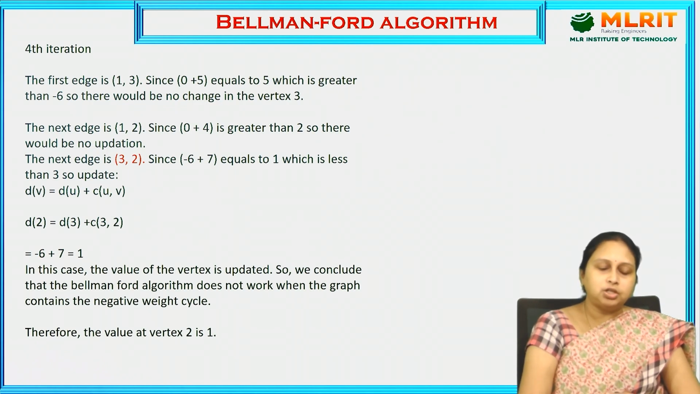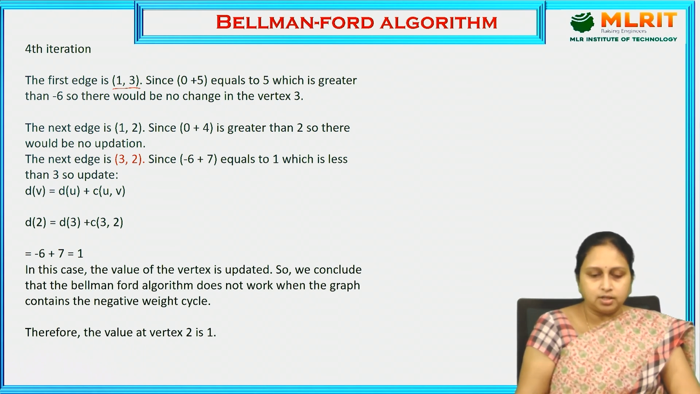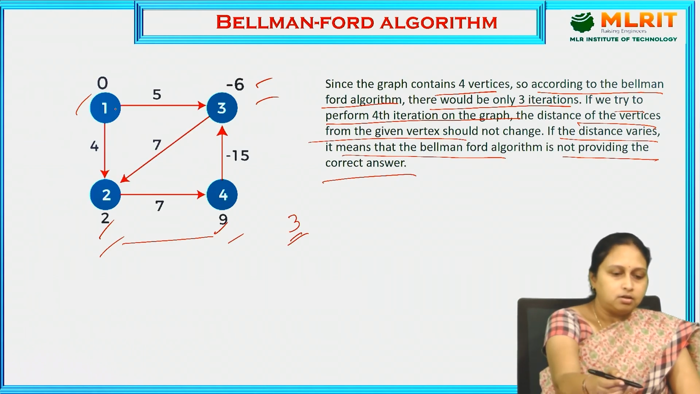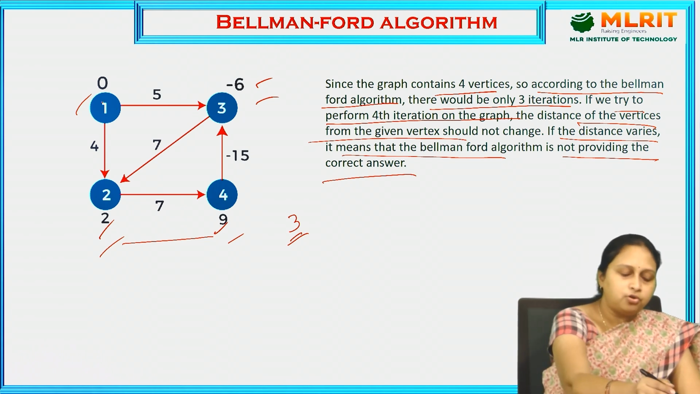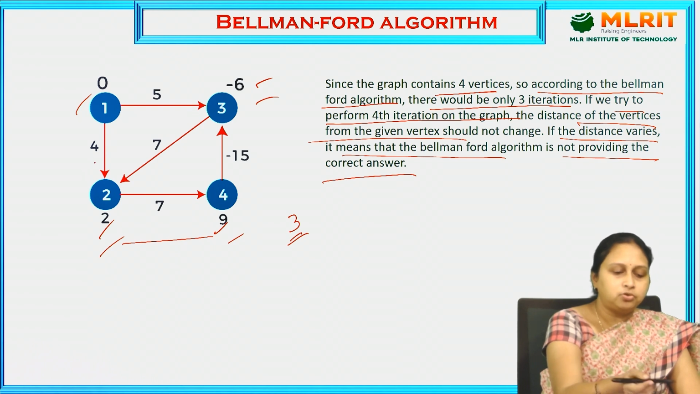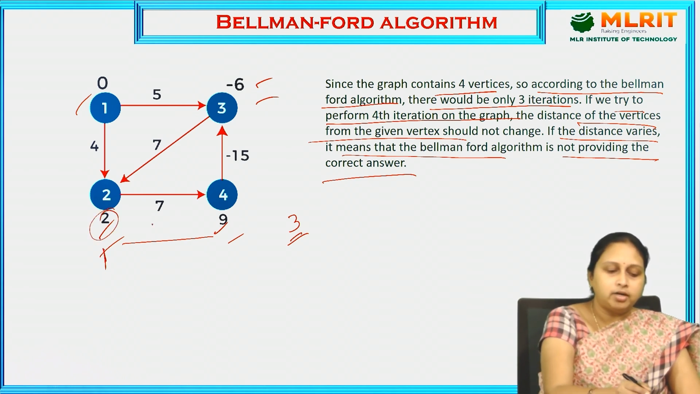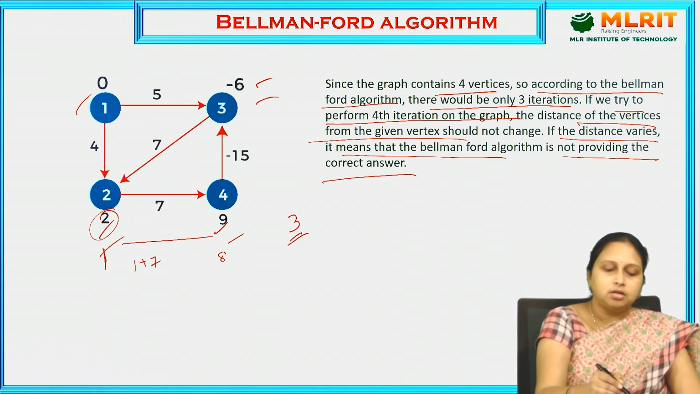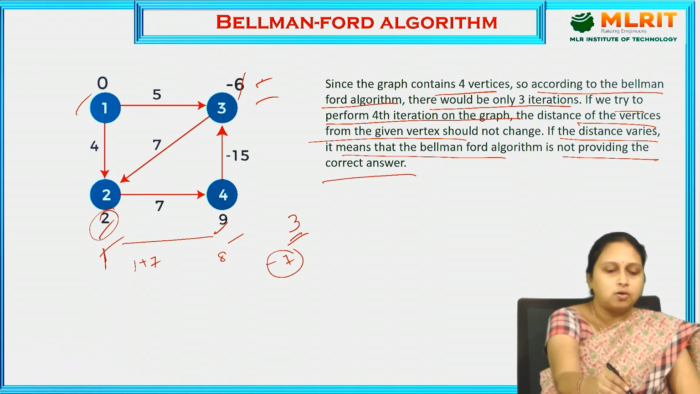In the 4th iteration, if you observe, for 1 to 3, 0 plus 5, you don't find a change. For 1 to 4, 0 plus 4, you don't find a change. But for 3 to 2, 7 minus 6, this value is going to change to 1. 7 minus 6 is 1. Now for 2 to 4, 1 plus 7 is 8, and 8 minus 15 is minus 7. So I need to replace all these values.